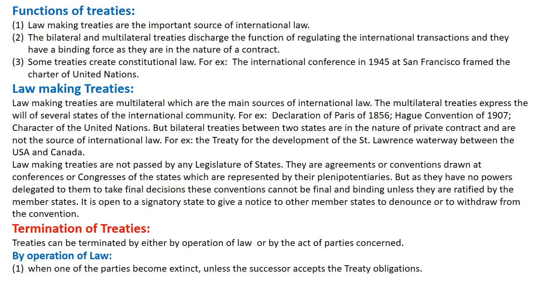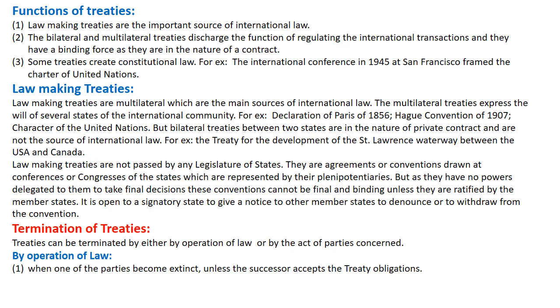These treaties are agreements between two or more states. If two states are involved, it is a bilateral treaty, and if more than two states are involved, it becomes a multilateral treaty. These treaties help the states which have agreements with each other to function smoothly. So, what are these law-making treaties? Law-making treaties are multilateral, and they are the main sources of international law. As we have already said, treaties are of two kinds, multilateral and bilateral.